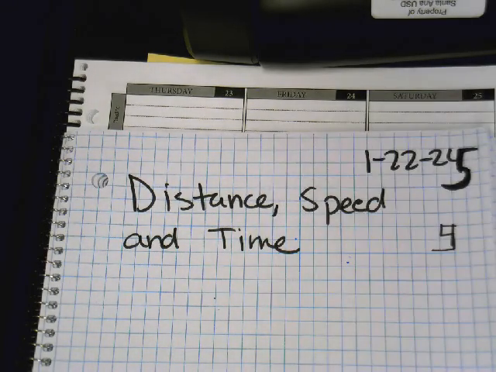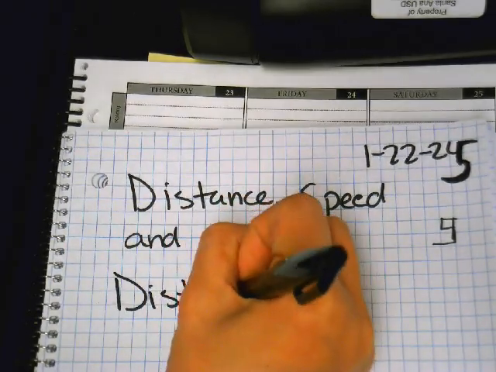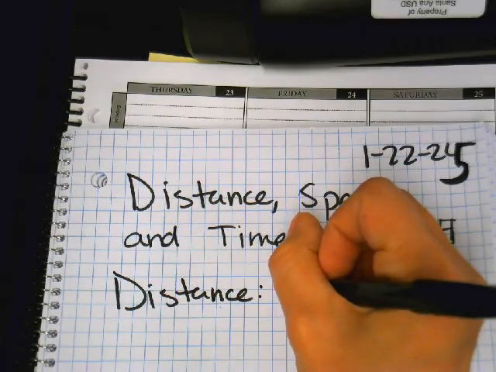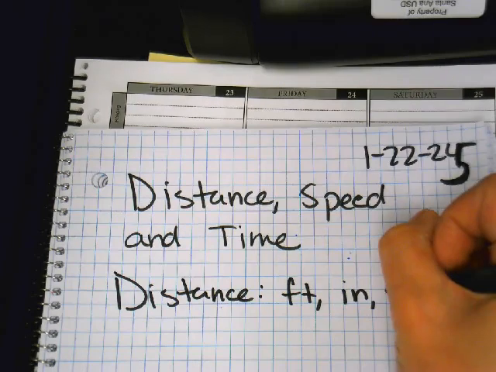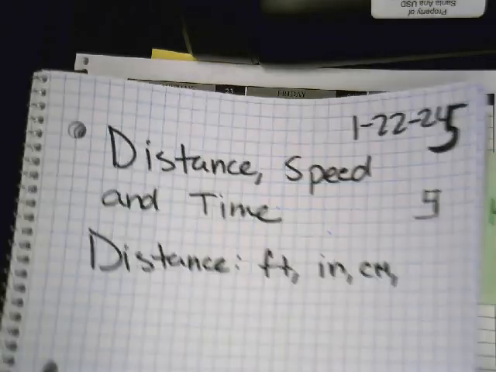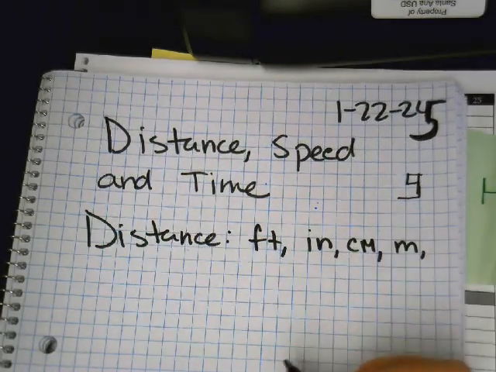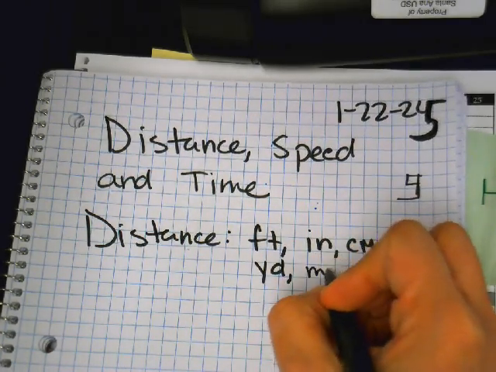What is distance? How do we measure distance? Greg? What are the units that we use for distance? Feet, inches, centimeters. Very good. Okay, so distance can be measured in feet. What else did you say? Inches. Centimeters. Anybody else? Meters. Anybody else? Yards. Miles.